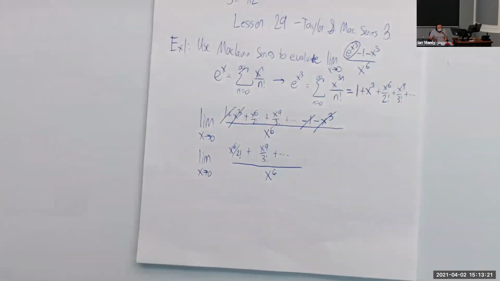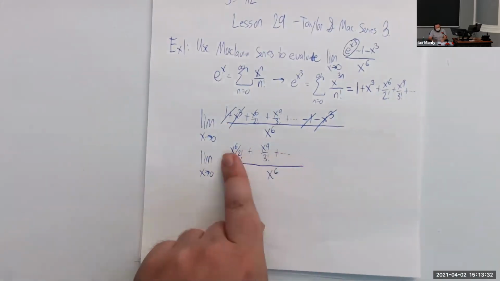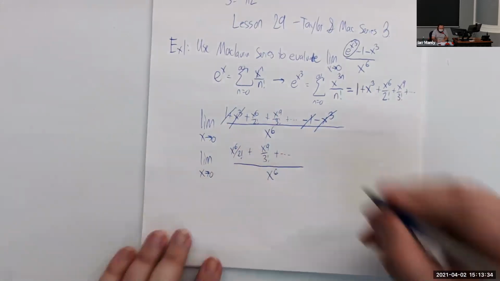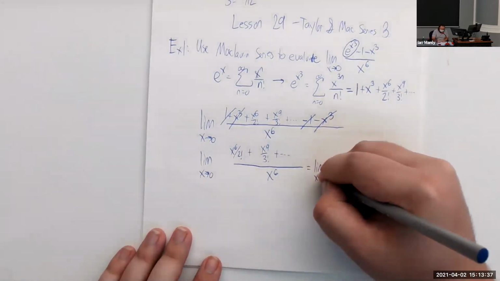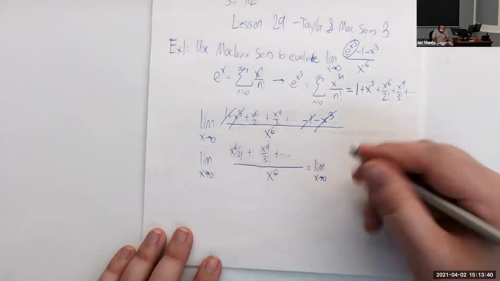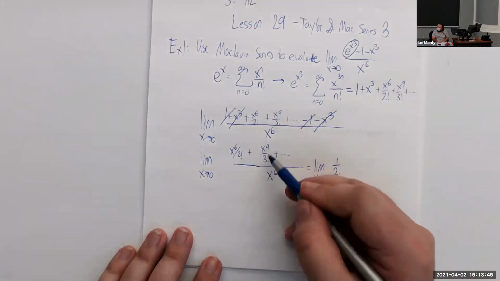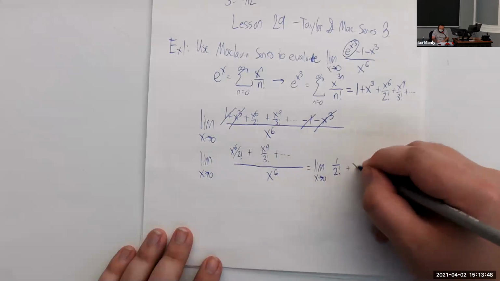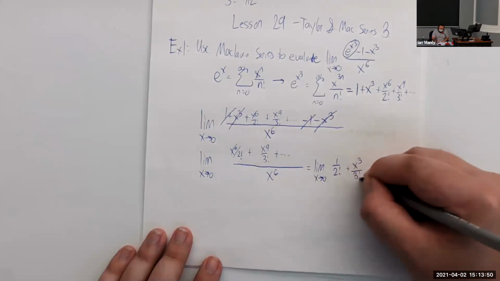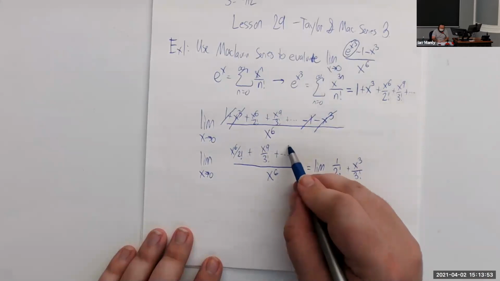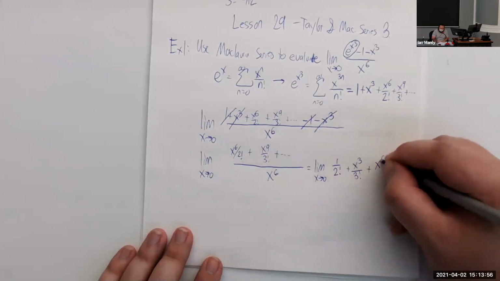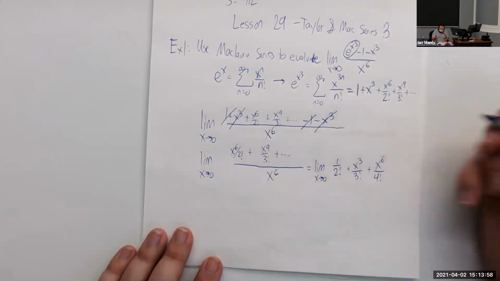All right, now we notice that every single term remaining at this point has at least an x to the 6th in it. So what we could do is divide all of these up here by x to the 6th. If we do that, x to the 6th over x to the 6th will just give me 1 over 2 factorial. x to the 9th over x to the 6th will give me x cubed over 3 factorial. And the next one would be x to the 6th over 4 factorial.